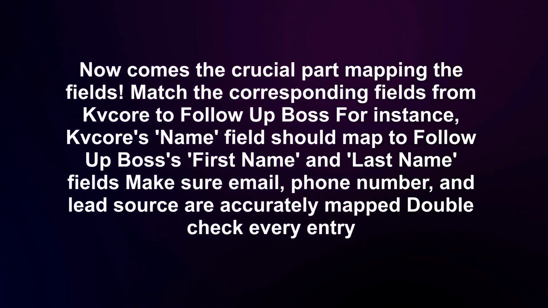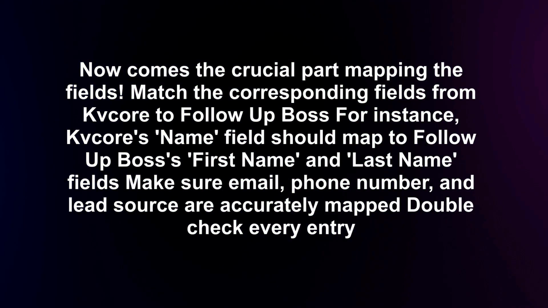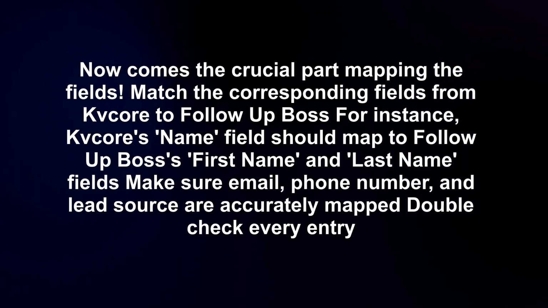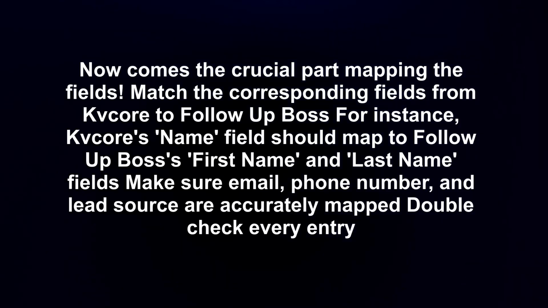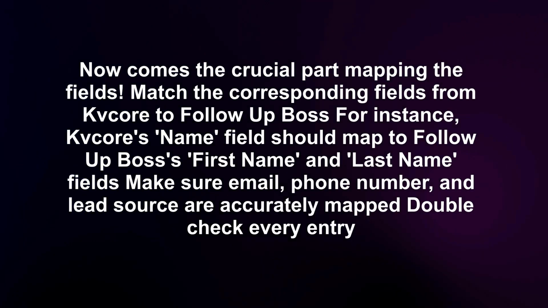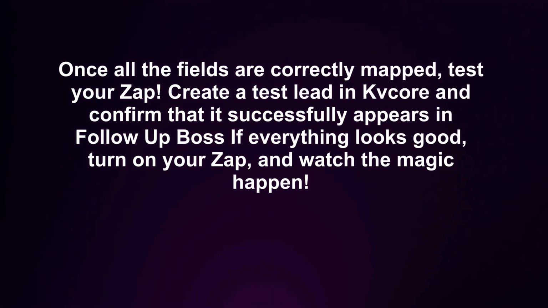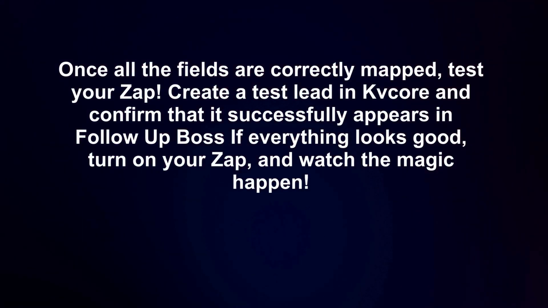Now comes the crucial part: mapping the fields. Match the corresponding fields from Kvcore to Follow-Up Boss. For instance, Kvcore's name field should map to Follow-Up Boss's first name and last name fields. Make sure email, phone number, and lead source are accurately mapped. Double check every entry. Once all the fields are correctly mapped, test your Zap.